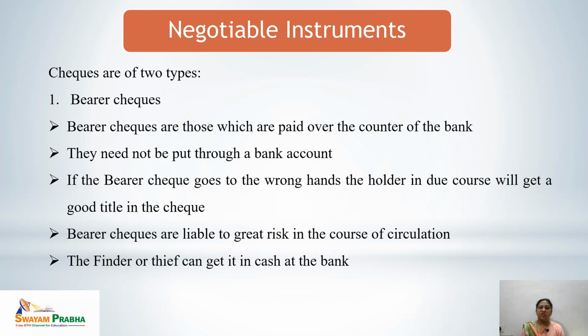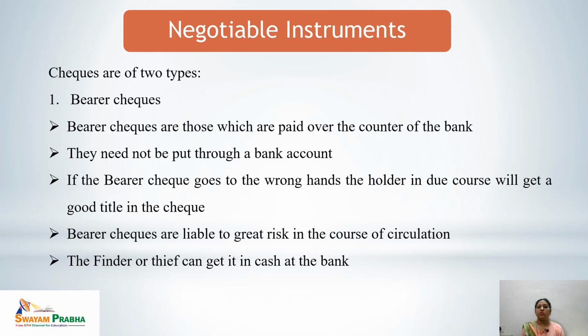That means the word bearer says that the holder is the true owner of that particular negotiable instrument. In case I have lost my check, the person who finds it would be the owner of the check and can have the payment of that particular check. So the bearer check need not be put through a bank account, meaning it is paid at the counter of the bank. Let's say if I found a missing check of rupees 10,000, I went to a bank and I present the check for payment. If it is a bearer check, I would be paid rupees 10,000 at the counter of the bank. It need not go through the bank account.